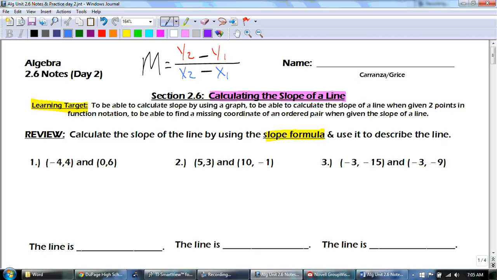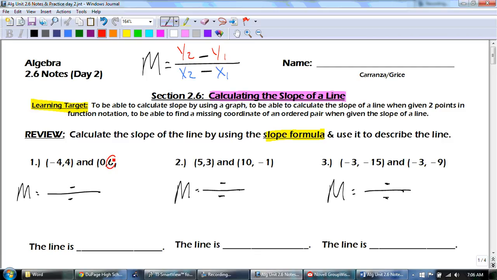So no matter what, anytime I'm starting to use the slope formula, I know right away that I need to do y2 minus y1. So you can just go ahead and fill this in every single time because that's your formula. Now, I'm going to do number 1 with you, and then you guys are going to do 2 and 3 on your own just because this is a review.